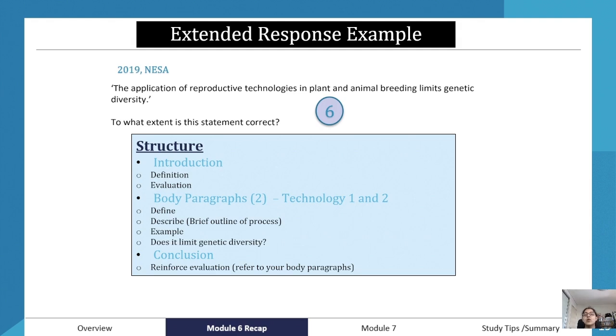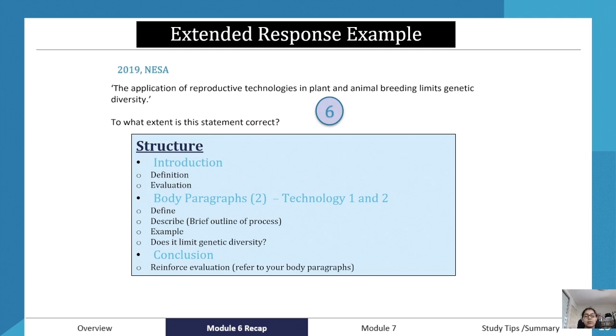And here I might talk about 2 specific technologies. For each one, I will define what they are, give a brief outline of how they work, an example, and then comment on whether it limits genetic diversity. So I have to give examples of reproductive technology, because that is what the question is asking me to do. The question wants to know if the application of reproductive technologies in plant and animal breeding limits genetic diversity. So I need to give examples to back my point up here.